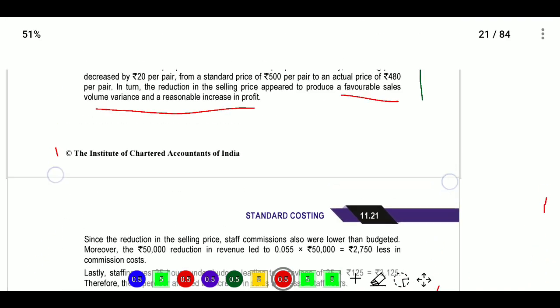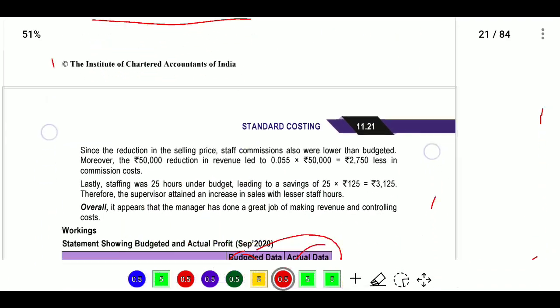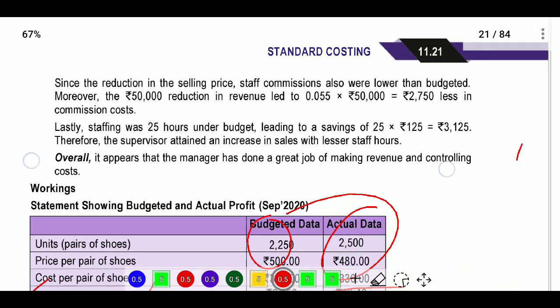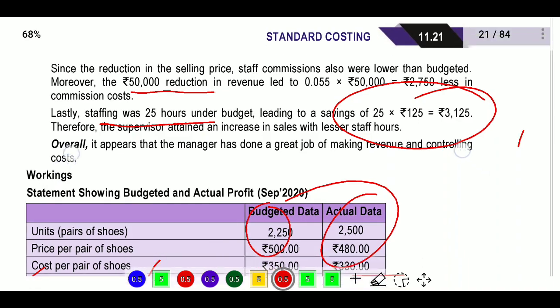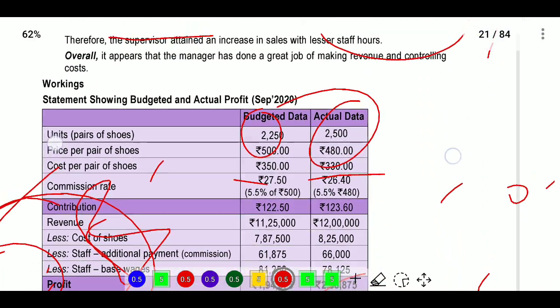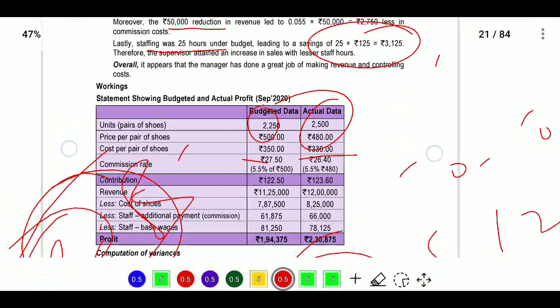Next, another one: since the selling price was reduced, staff commission was also much lower than budgeted. Moreover, a 500 reduction in revenue leads to 0.055 into 50,000, that is 2,750 less in commission cost. This is related to commission cost. Lastly, staffing was 25 hours under budget, leading to a saving of 25 into 125, that is 3,125.